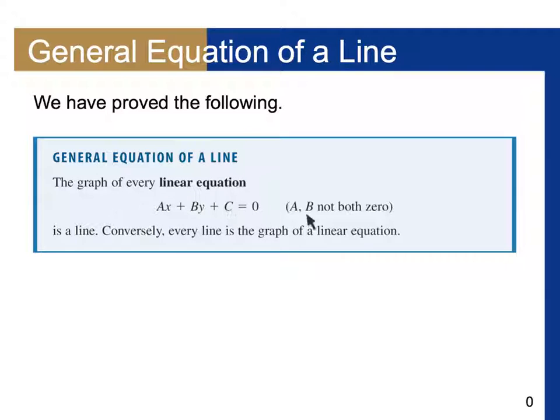Ax plus by plus c equals 0. Now we can say a could be 0, but they can't both be 0. So a or b could be 0, but they can't both be, because then we don't have an x or a y. So one of these can be 0, but they can't both be. And we can say every line is the graph of a linear equation, and the graph of every linear equation is a line. So when you graph this, you're going to get a line. When you look at a line, it's going to form this sort of equation, where a and b are not both 0.